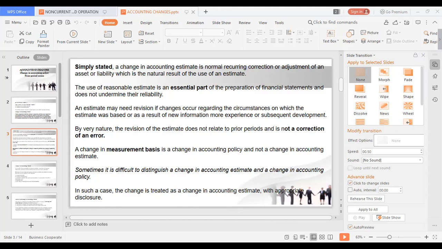The effect of a change in accounting policy that is inseparable from the effect of a change in accounting estimate should be reported as a component of income from continuing operations in the period of change and future periods if the change affects both.